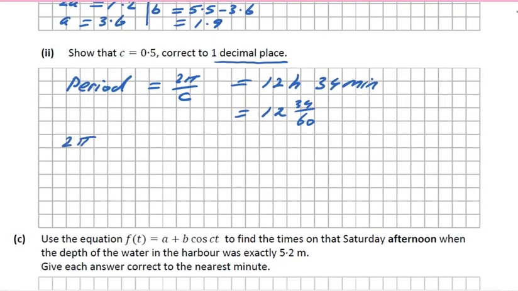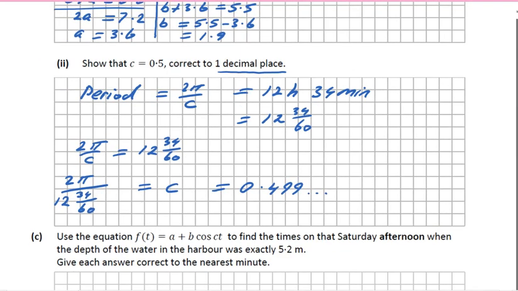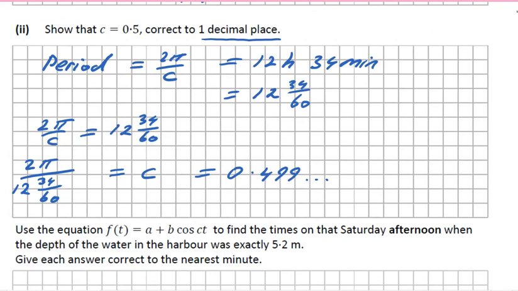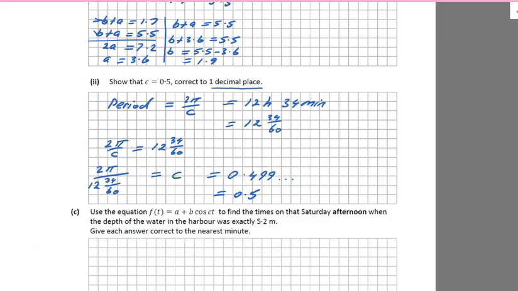So we have a new equation. 2 pi over c is equal to 12 and 34 sixtieths. So we can rearrange that formula, bring the c across, and we now have 2 pi over 12 and 34 sixtieths. And if you work that out, you actually get an answer of 0.499. And to one decimal place, which is what we were asked, is just simply 0.5. And that's part 2 done.